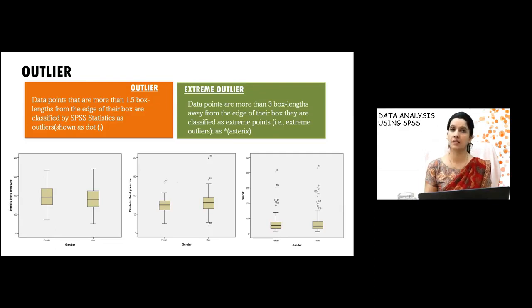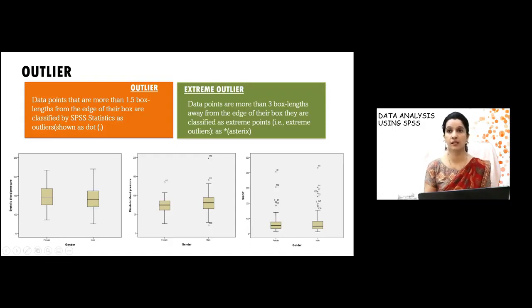The second condition is about the extreme outlier. The normal outlier is shown by a circle or a dot, like this. The second type is the extreme outlier. A data point which is more than 3 box lengths from the edge of the box is known as an extreme outlier, and here you can see it is shown by an asterisk. So this 173 is an extreme outlier. You can see the data here.